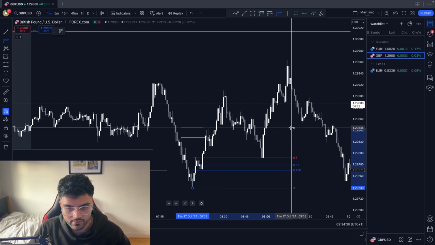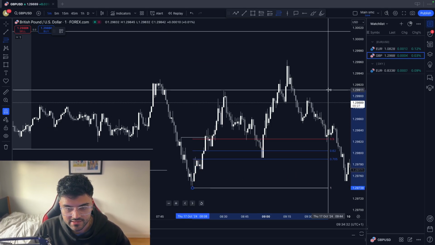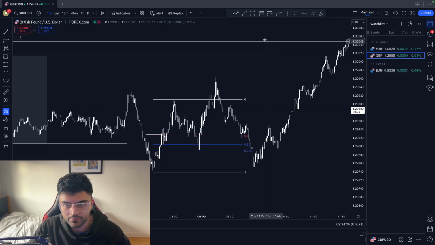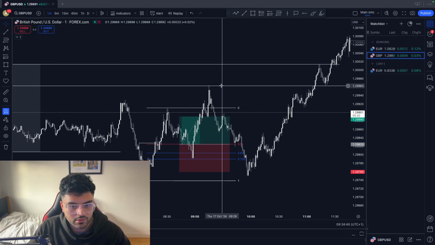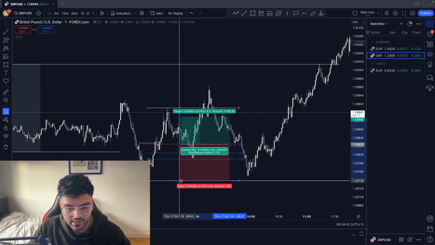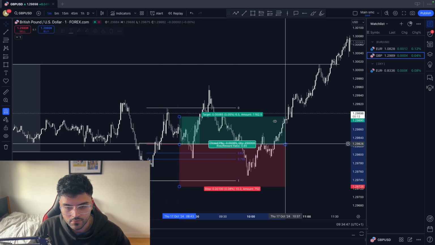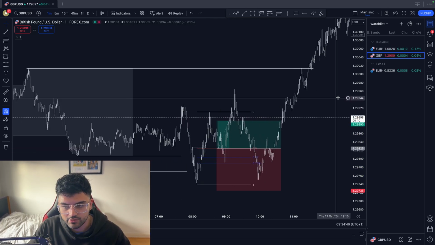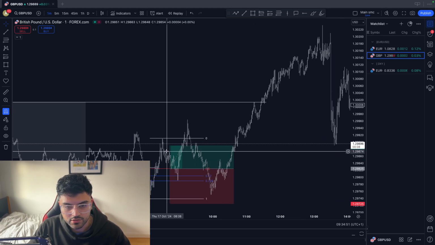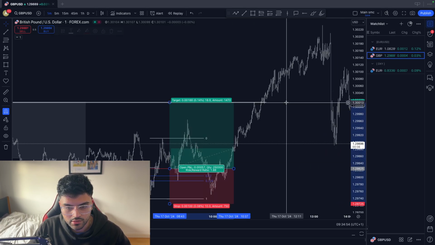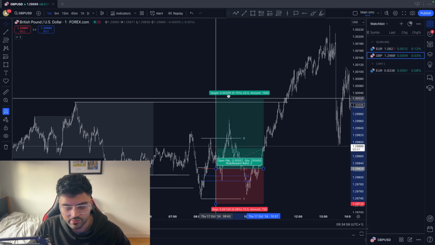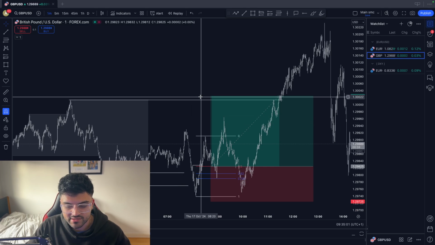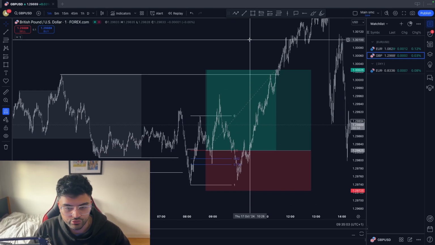Then we got our fib from here to there, extended it out right there. Now my entry was basically at the EQ, the 50%, and then stops, 10 pip stop right there. Okay, this was a big enough stop for me, to be fair. Asian high would have taken you to 1.9 and 1.2 is basically the 1 to 2. So this is basically the trade, a very simple 1 to 2 risk to reward entry.